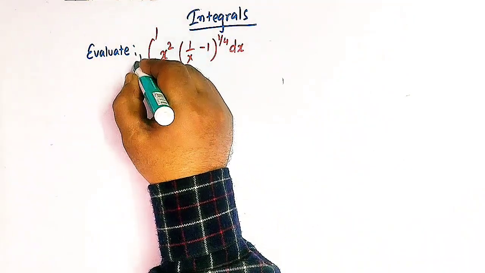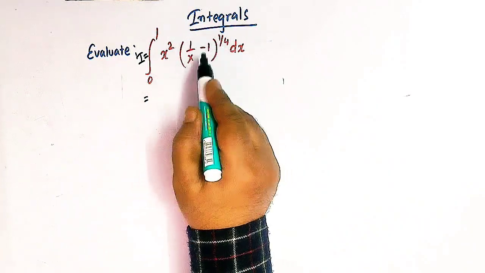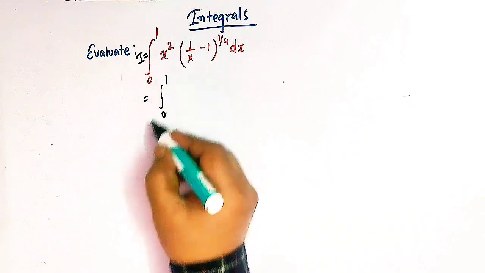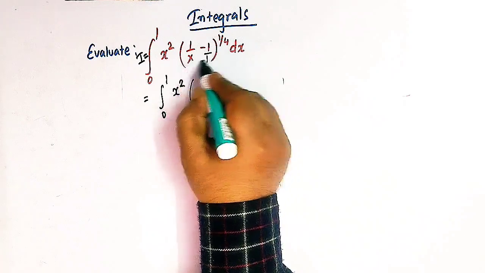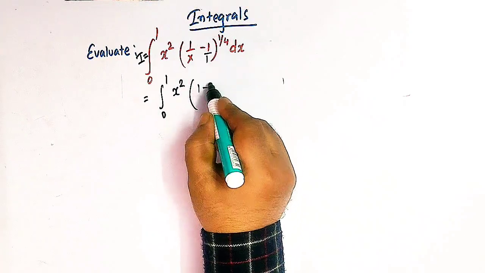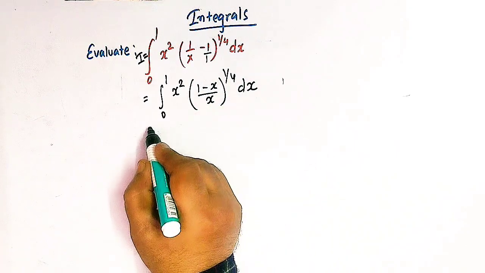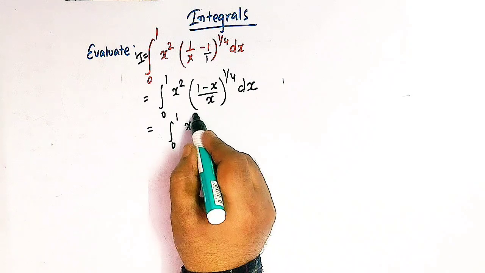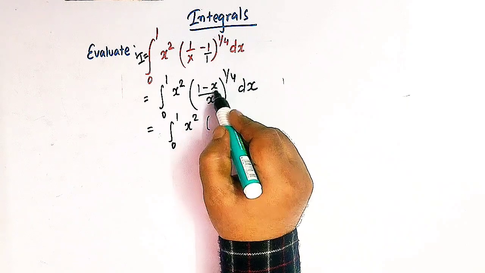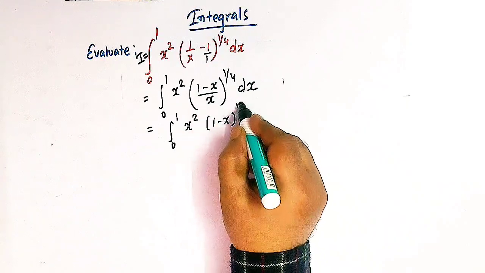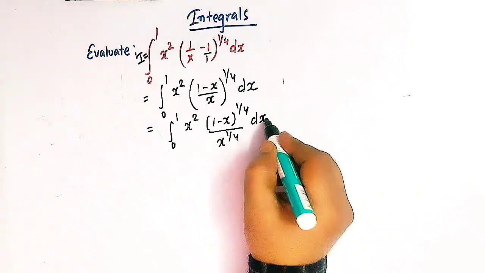So let us first call this integral I, right? Initially we'll make some simplifications. So here we have 0 to 1, x squared, and we can take the LCM, that is x, so we have (1 minus x) over x raised to 1 by 4 dx. So let us rewrite this integral as x squared, and distribute this power 1 over 4 to 1 minus x and x. So we have (1 minus x) raised to 1 by 4, and x raised to 1 by 4 in the denominator, dx.